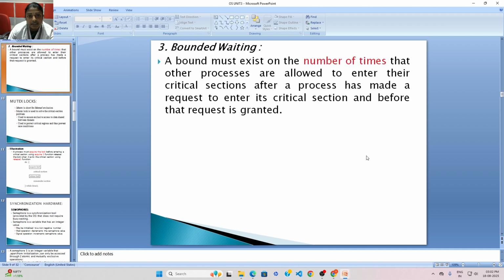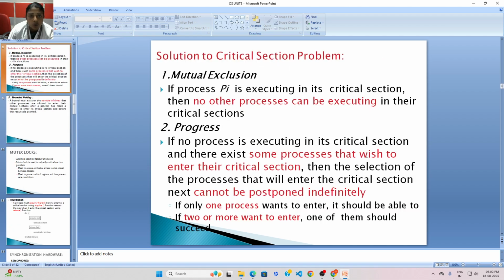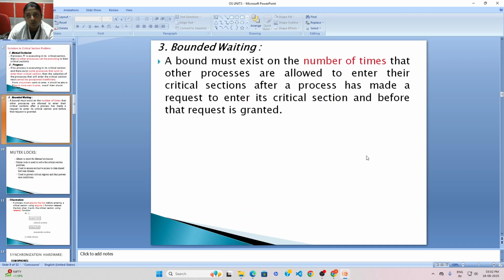Next, the requirements: mutual exclusion, progress, and bounded waiting. Mutual exclusion: no other process will be executing in the critical section at the same time. Next, progress: some process will be allowed to enter the critical section. Next, bounded waiting: there is a limit on the number of times other jobs are granted entry before a waiting job is allowed. It is called bounded waiting.